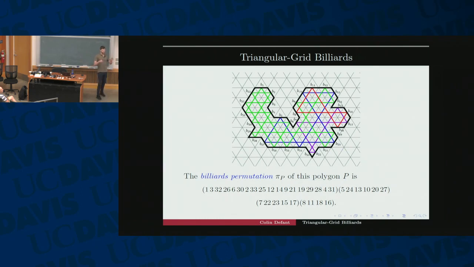And you can measure how big the polygon is in 2 different ways. You can say, I could look at the area. And when I talk about the area, I'll mean the number of these little unit triangles inside of the polygon. So we're just normalizing the area so each little unit triangle has area 1. Or I could talk about the perimeter, which I'll just mean the number of these little boundary segments. So in this case, that would be 33.